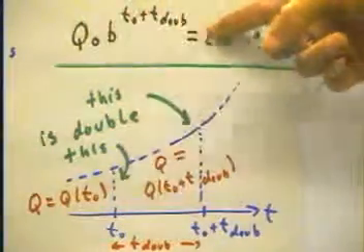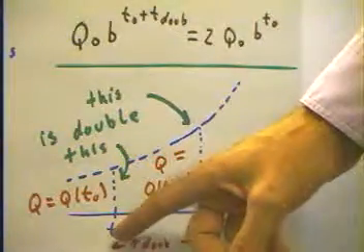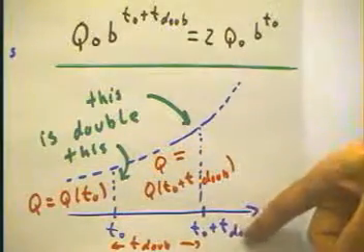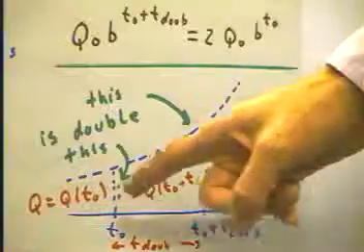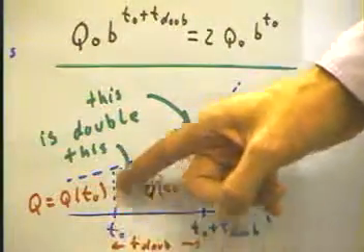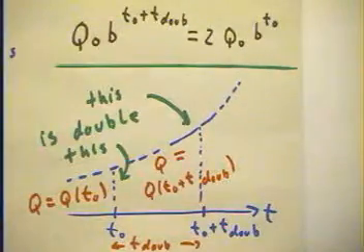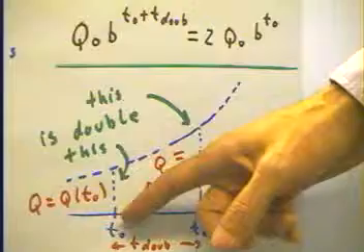Again, to see where this equation comes from, let's look at the graph. If we have clock time t0 and then the time changes by t dub to t0 plus t dub, our quantities are going to be q of t0 here and q of t0 plus t dub here. If this is the doubling time, then this quantity is double this quantity.